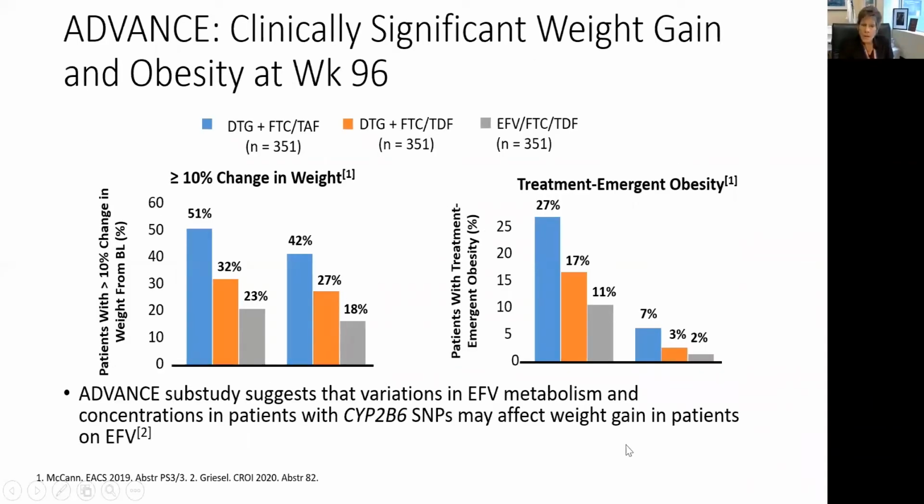So where this evidence came from was the ADVANCE study, which was a randomized controlled clinical trial in which one group received dolutegravir with TAF and FTC, one group received dolutegravir with tenofovir and FTC, and then the third group received efavirenz with tenofovir and FTC. This is looking at the proportion of people who had more than 10% increase in weight, and this graphed the people with treatment-emergent obesity, which seemed to be highest in this group of individuals who received dolutegravir with FTC and TAF, leading to the suggestion that perhaps there is a combination effect here or an interaction approach.